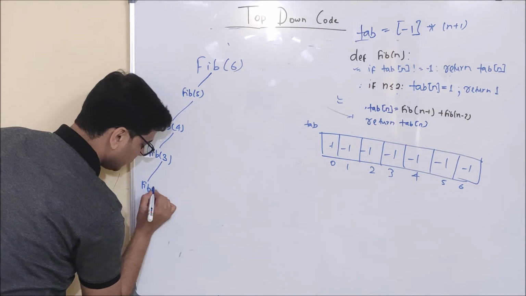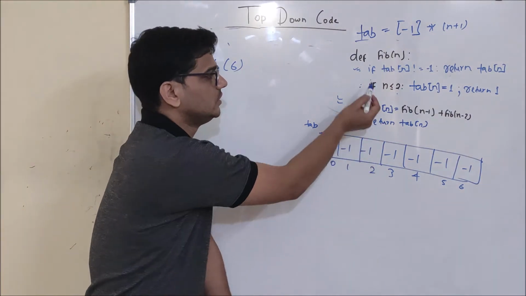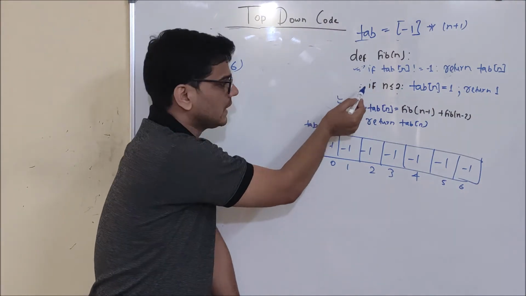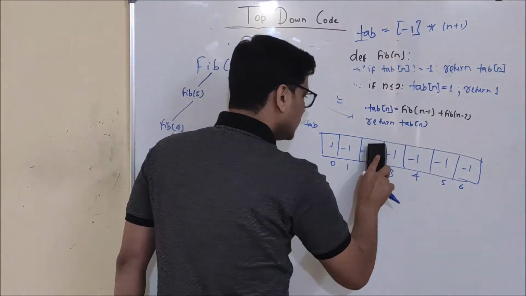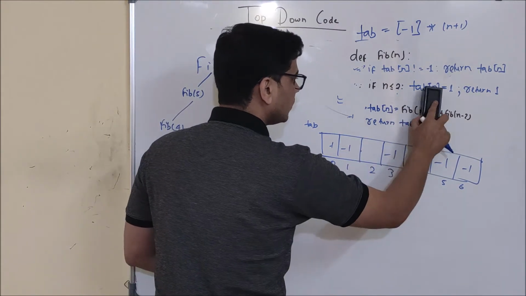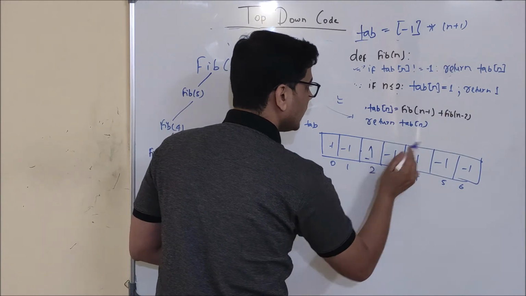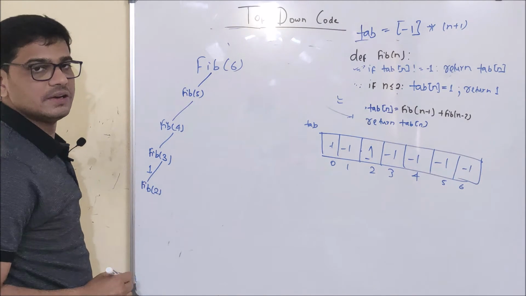That is, it will make a function call to fib of 2, and when fib of 2 is called, this condition will be false, but this condition will be true. So what will happen after that? In fib of 2, in tab of 2, I am updating 1, and after that I am returning 1. So fib of 2 will return 1.